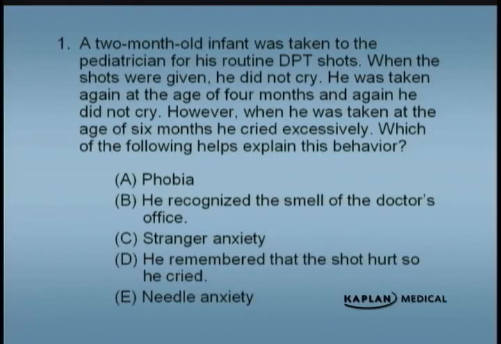So, the explanation for this question is very simple. If you notice, the scenarios have not changed. It's always the same situation, always giving the same shot, always in the same place, always by the same individual. So what you have is a child who at 2 months didn't cry, 4 months didn't cry, and at 6 months he did cry. What you have here is the initiation of stranger anxiety. And that is what's causing the reaction, and that's what's causing this child to cry.